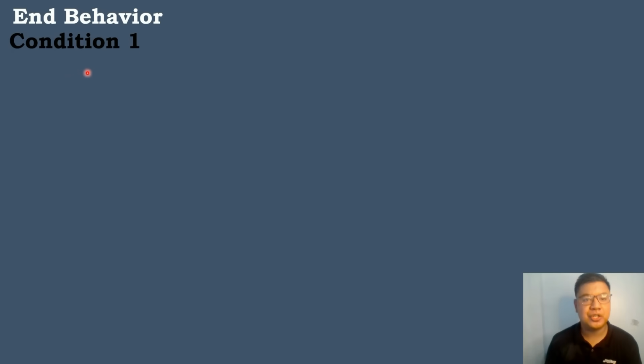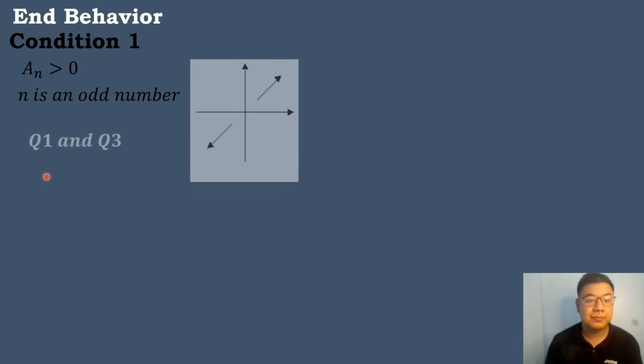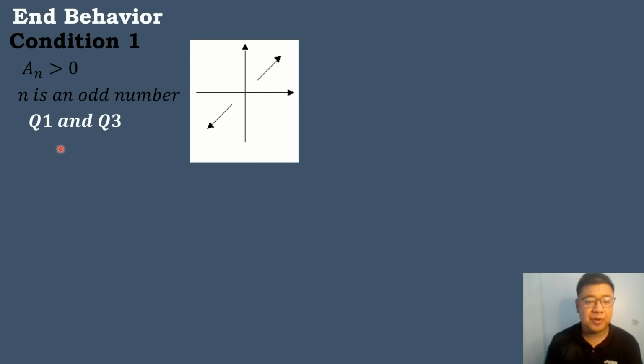So the next step is to find the end behavior of the graph. So the end behavior will help us determine the appearance of the graph. So let's have condition number 1. If the value of the leading coefficient of the leading term is greater than 0 and the value of the exponent is an odd number, then the end behavior is located at quadrant 1 and quadrant 3.